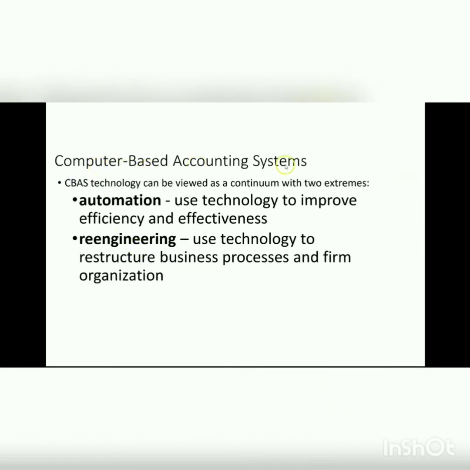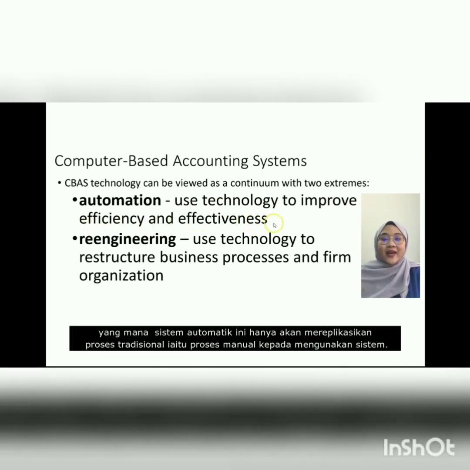Computer-based accounting system, which is CBAS, technology can be viewed as a continuum with two extremes. First, automation, which is use technology to improve efficiency and effectiveness. Yang mana sistem automated ini hanya akan mereplikasikan proses tradisional iaitu proses manual kepada menggunakan sistem.